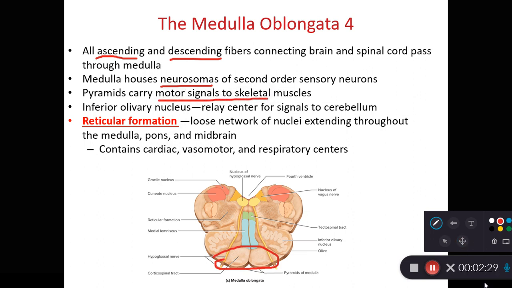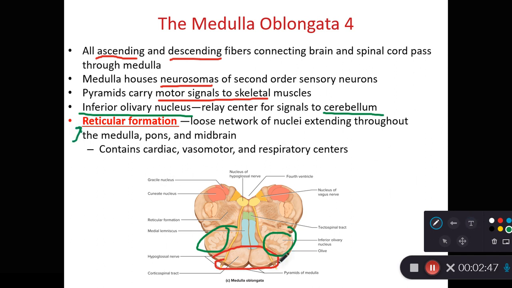Those pyramids on the anterior portion of the medulla oblongata carry motor signals to skeletal muscles. The olives, lateral to the pyramids, contain an inferior olivary nucleus, which is a relay center for information being sent to the cerebellum, or the little brain.